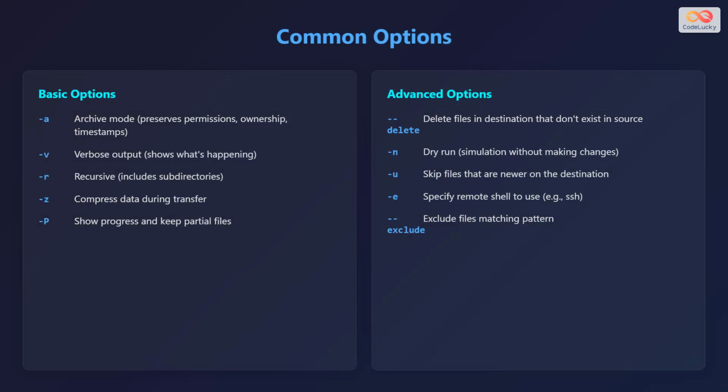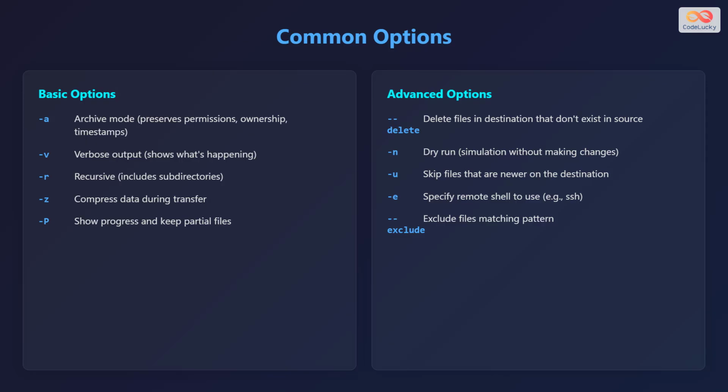Here are some common options used with the rsync command. Under Basic Options, -a stands for Archive Mode, which preserves permissions, ownership, and timestamps. -v provides verbose output, showing you exactly what's happening during the transfer. -r is for Recursive Mode, which includes all subdirectories. -z enables compression of data during transfer, and -P shows the progress of the transfer and keeps partial files in case of interruption.